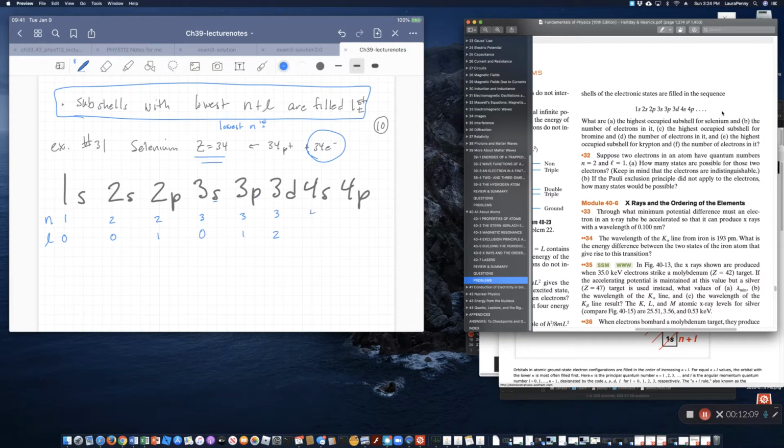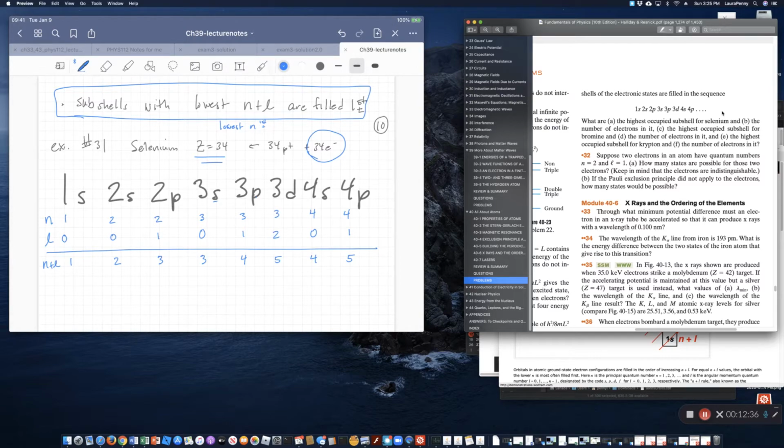Here we have N equals 4. S still means 0. And then here's 4 and 1. And so when we have N plus L, this is 1, 2, 3, 3, 4, 5, 4, 5. And so this is our N plus L's. This is going to tell us the order that we have to fill up electrons in.